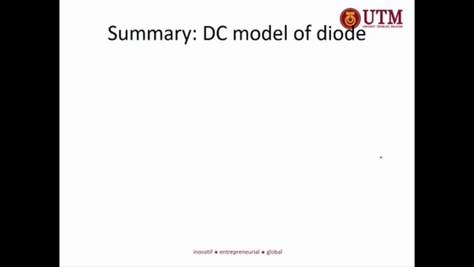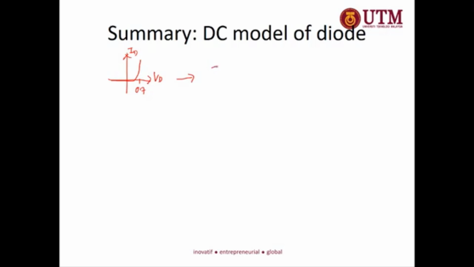This is the last slide that summarizes the models. What is the point of having a model of the diode? We want to replace a diode with a very simple circuit using passive components such as a DC source or a switch. The IV characteristic of the diode looks like this. Here, let's say this is 0.7.